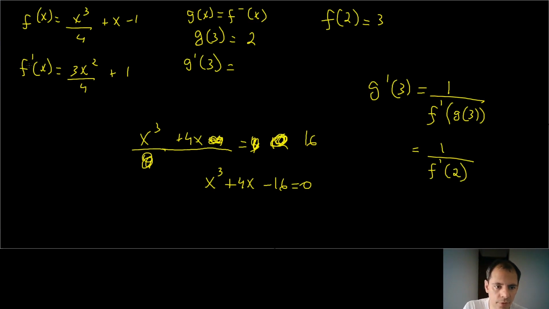So this equals 1 over the derivative of the function at 2. We have the derivative of the function here. So at 2, it's going to be 3 times 4 divided by 4, plus 1, which is 4. So this is going to be 1/4. That's it. The derivative of f at 2 is going to be 4, so since this one has to be the reciprocal, it's 1/4. And that's it.